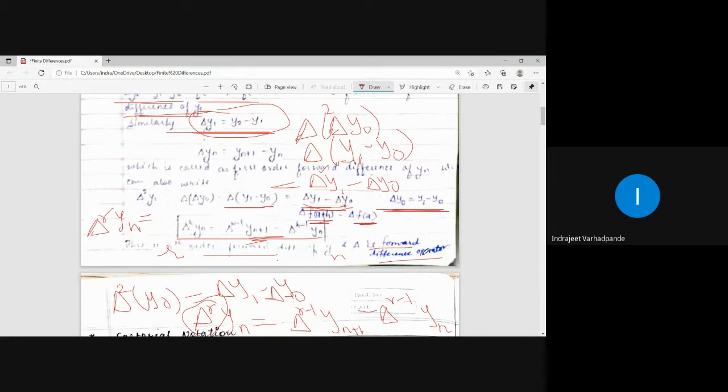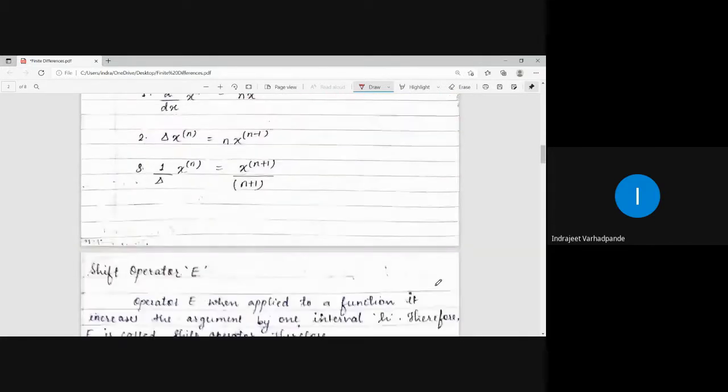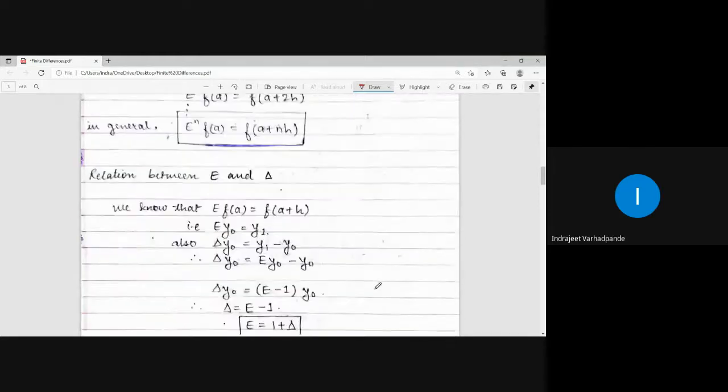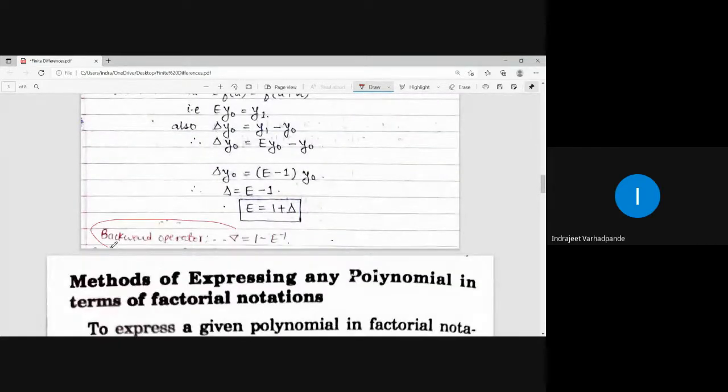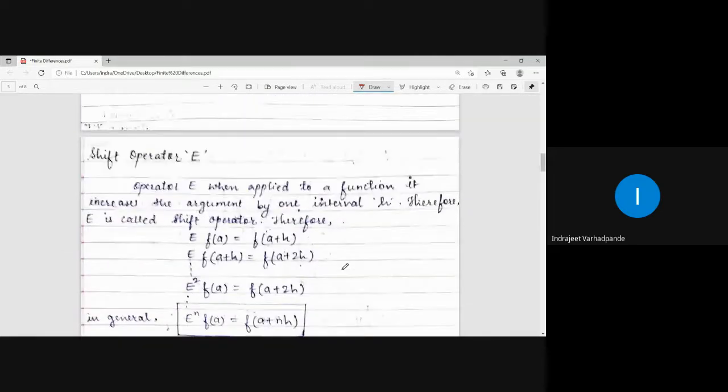Similarly, the backward difference operator, I told you, is given by nabla. What is nabla? Nabla is nothing but the backward difference operator, which is 1 minus E to the power minus 1. But before that, I should explain the other operator, which is called the shift operator, denoted by E. One of the operators we learned is delta, the forward difference operator. The other operator to be learned is the shift operator, which is E.